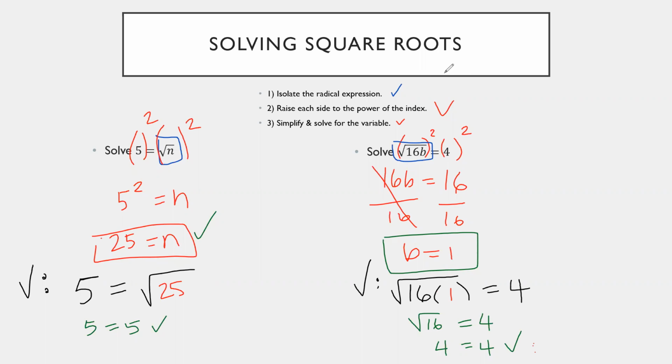Again, step 1, isolate the radical. Already accomplished. Step 2, raise each side to the power of the index. Now, even though it doesn't have the little index number right there, we know square root, we're going to square both sides, meaning raise it to the second power. You end up getting 16b is equal to 16. Pro tip, when you square a square root, you get the radicand. So that's why you get all of 16b on the left-hand side. So we have 16b equals 16, divide both sides by 16, you get b is equal to 1.